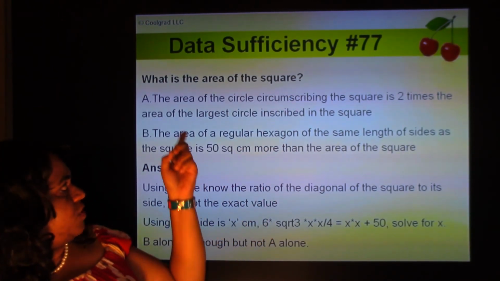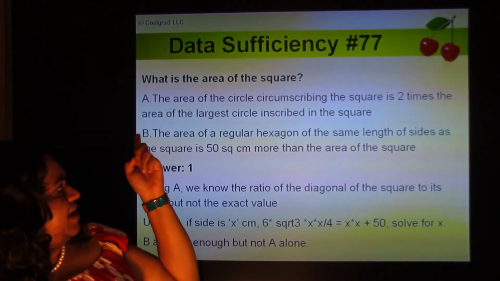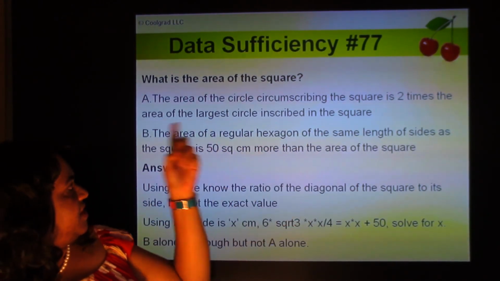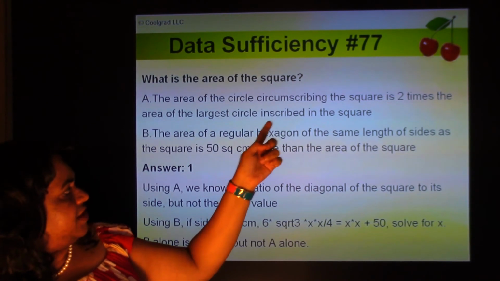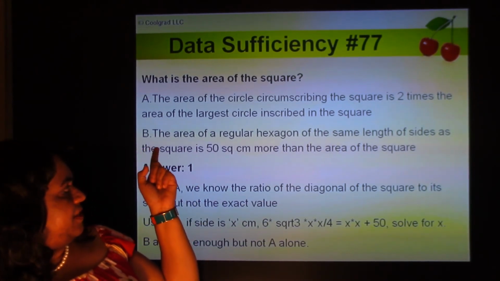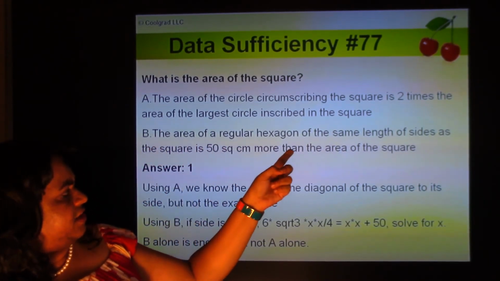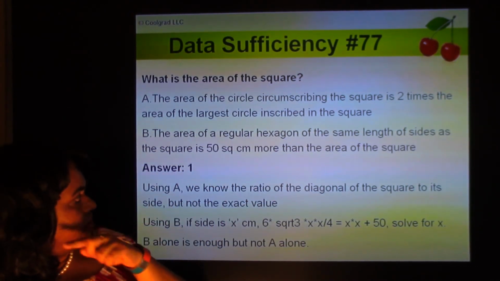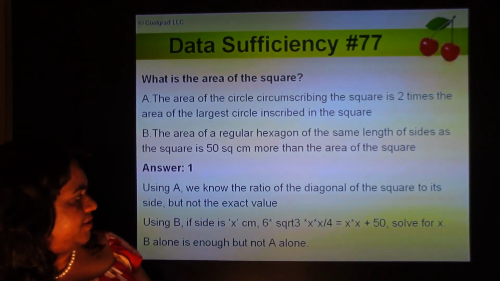Question 77. What is the area of the square? Statement A. The area of the circle circumscribing the square is 2 times the area of the larger circle inscribed in the square. And statement B. The area of a regular hexagon of the same length of sides as the square is 50 square centimeters more than the area of the square.